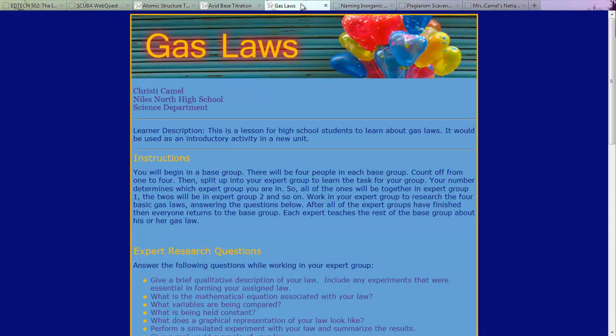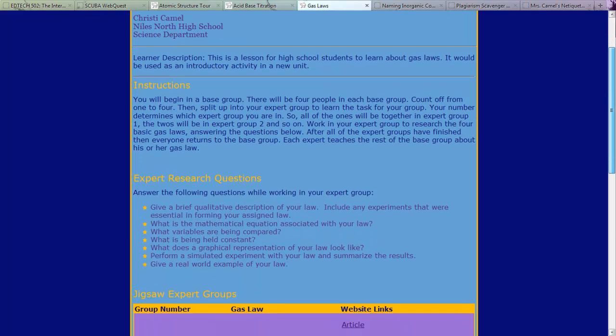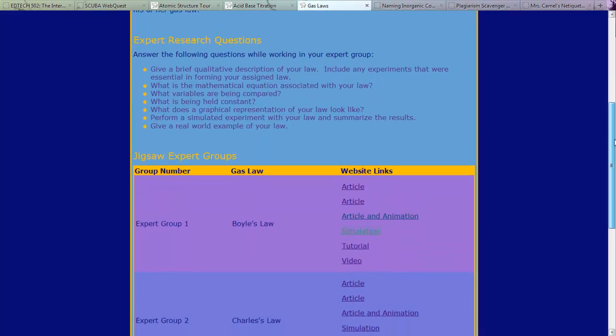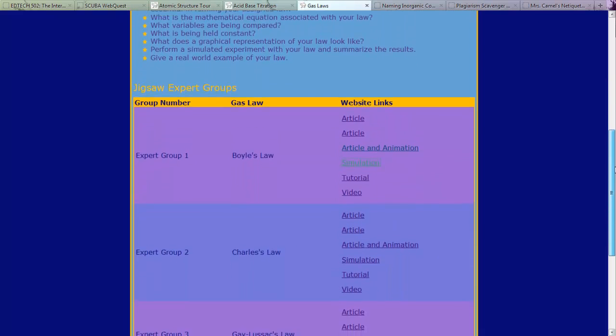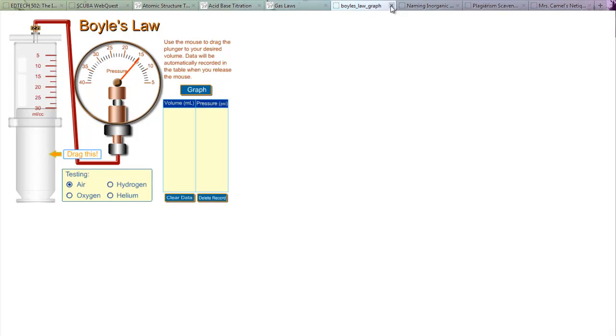The Gas Laws Jigsaw activity allowed students to communicate with one another and encouraged collaboration amongst a variety of different groups. Additionally, students were given research questions to answer, articles, animations, simulations, tutorials, and videos they could use to become an expert.